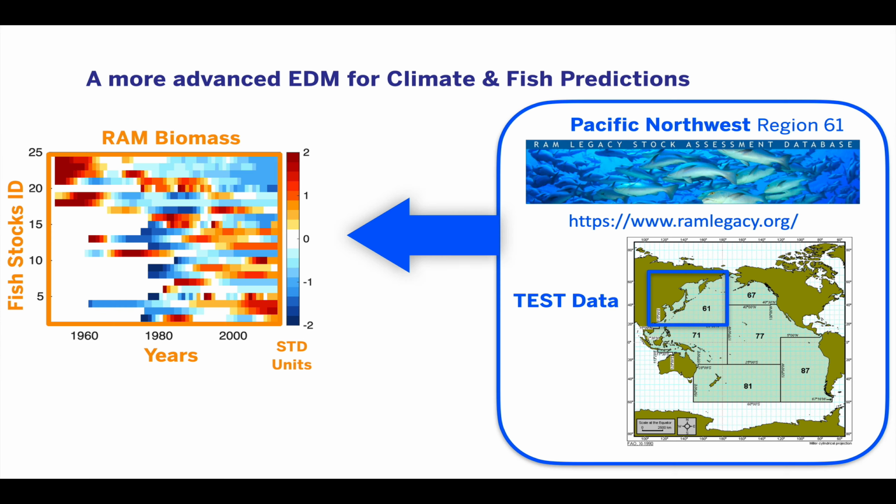For this example, we will use the fish biomass data from the RAM database in a region that has already shown good physical predictability in the Western North Pacific, also labeled here as Area 61. Plotted here are the time series of biomass for different species along the y-axis from 1950 to present, which is shown in the x-axis. Each time series has its long-term mean removed and has been normalized by its standard deviation. So the color bar here is in units of standard deviation.